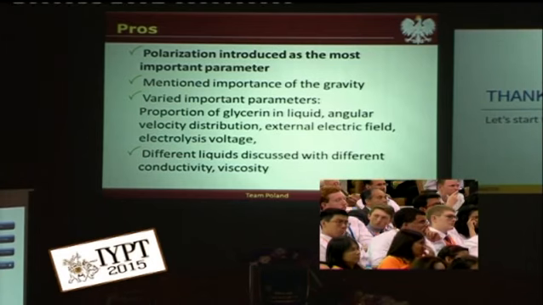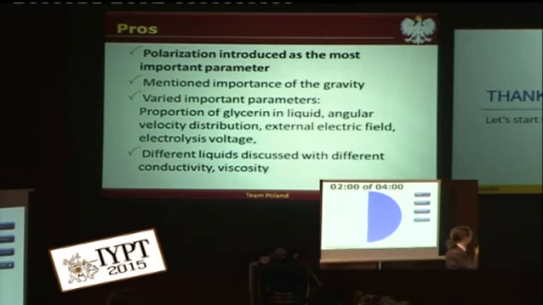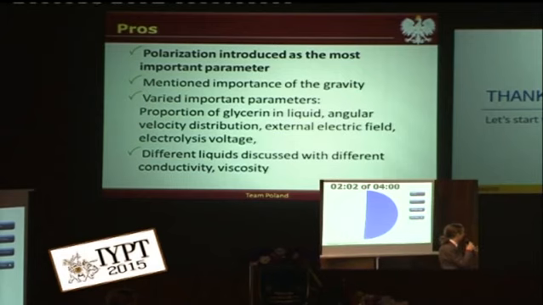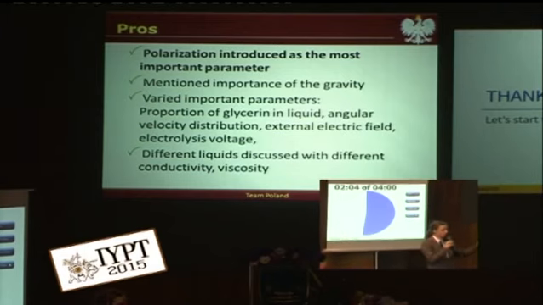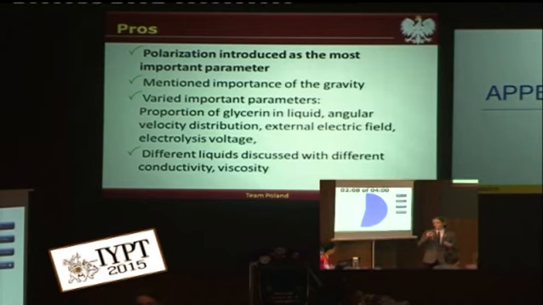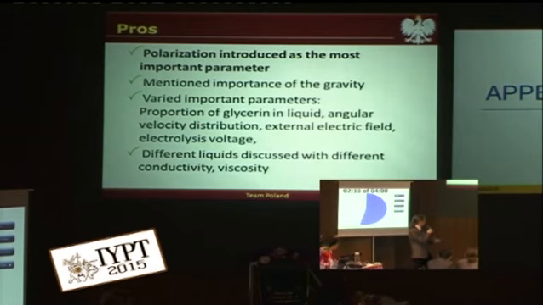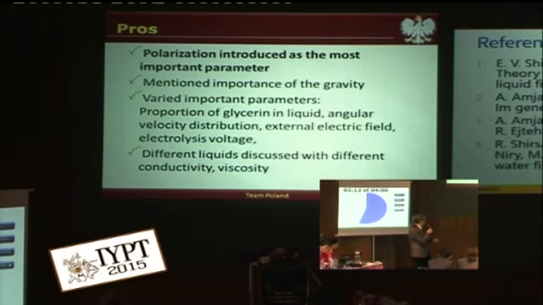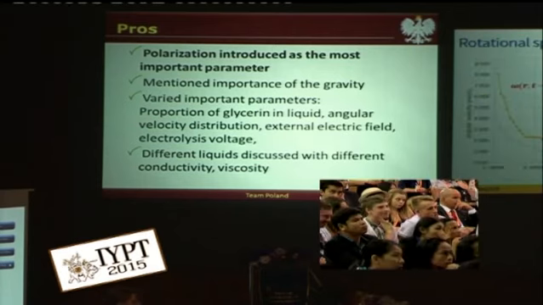You varied important parameters, such as proportion of glycerin, angular velocity distribution was measured, and external electric field and electrolysis voltage were changed. These are very important parameters in case of this whole problem. You discussed different liquids with different viscosity and conductivity. As I mentioned earlier, changing the liquid is very important.